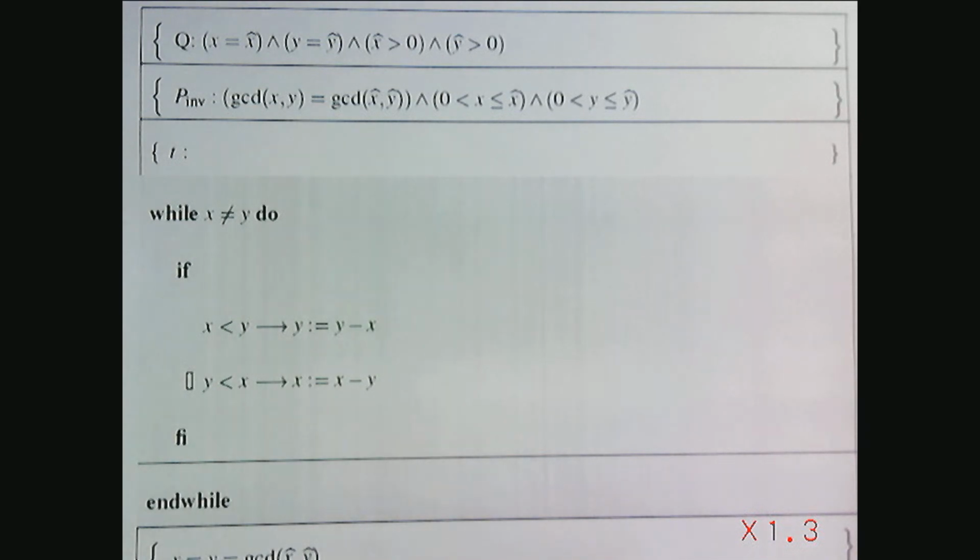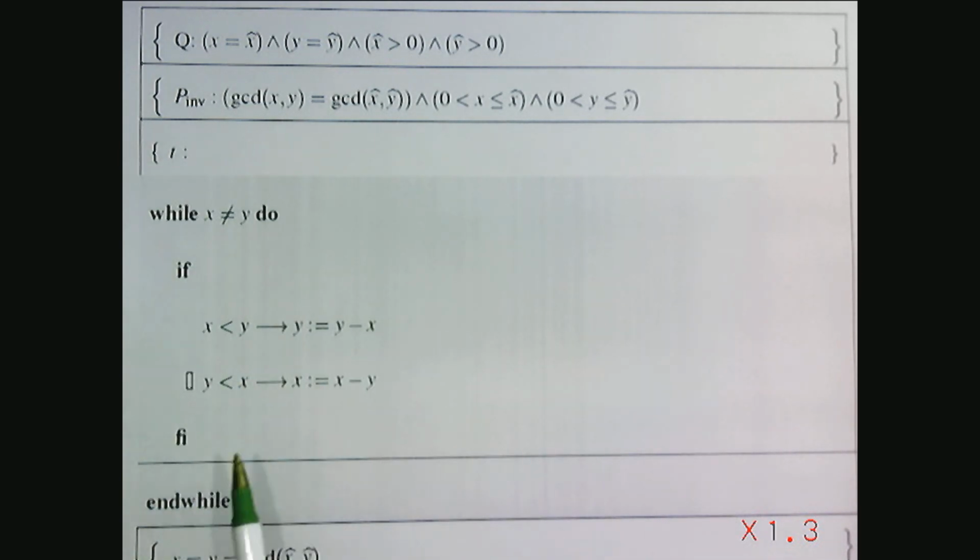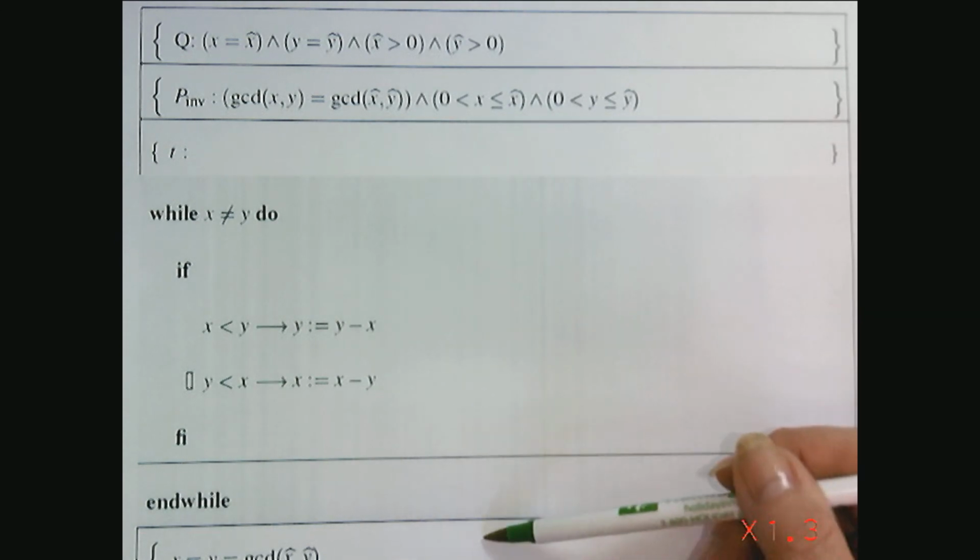In the next few videos, what I'd like to do is to show that the Euclidean algorithm for finding the greatest common divisor of two positive numbers, two positive integers, represented by this algorithm is correct.